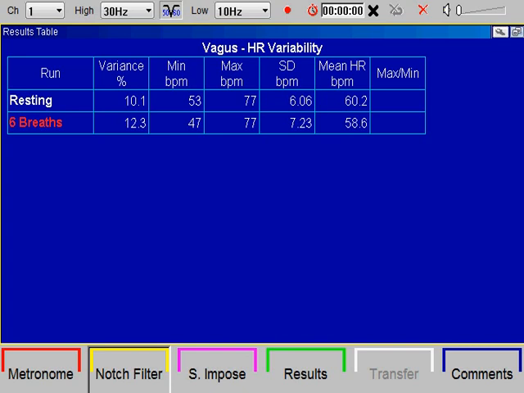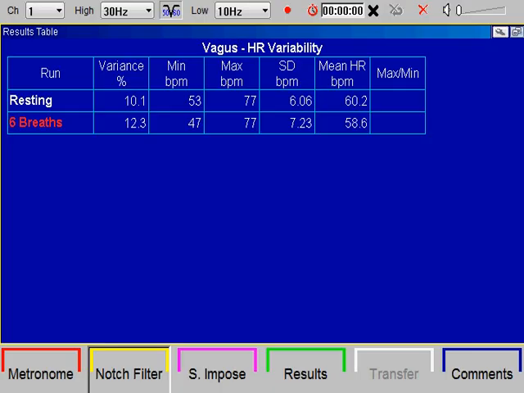There are many different measurements. Let's start with the simple ones. The minimum heart rate or beats per minute was 53 at resting and 47 with paced breathing. The maximum value was 77. The mean heart rate over 1 minute period was 60 with resting and 58.6 with deep breathing.